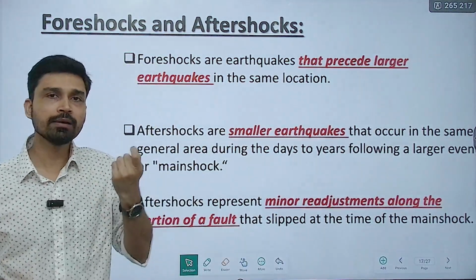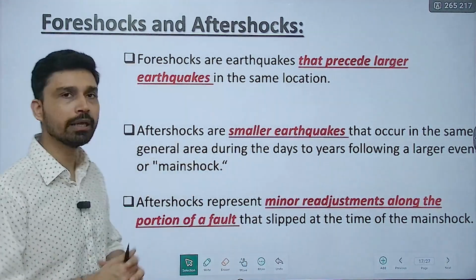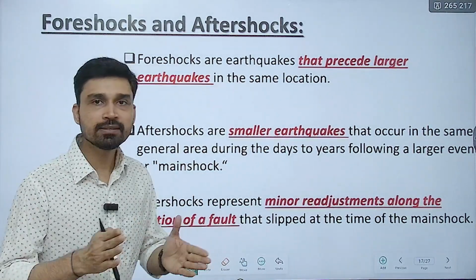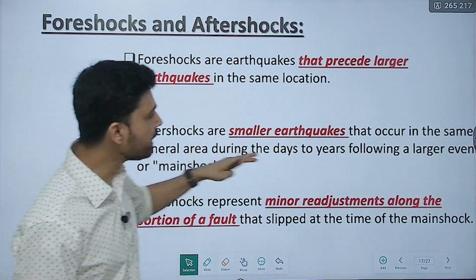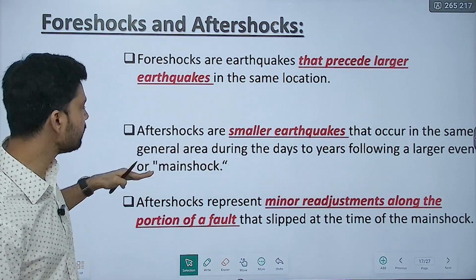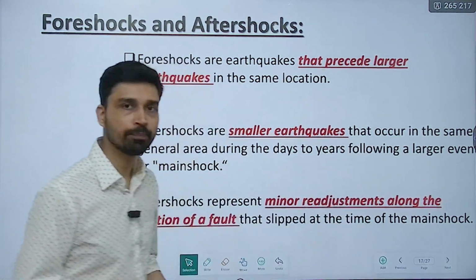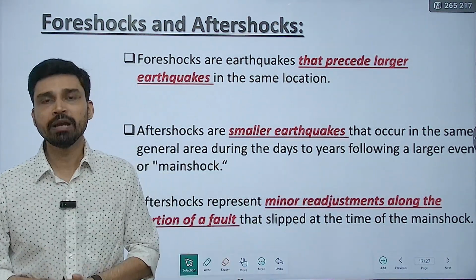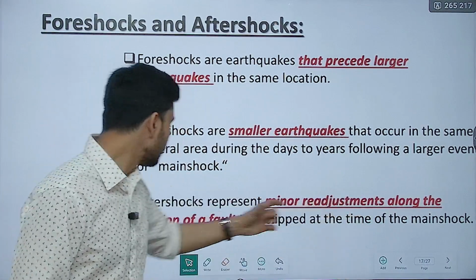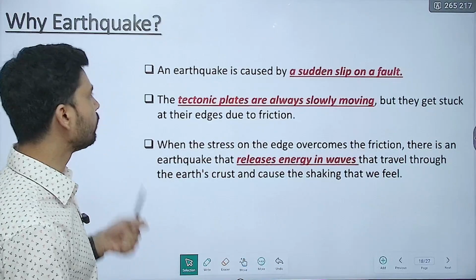These again are much smaller magnitude earthquakes that occur in the same general area. An aftershock does not necessarily mean that it will occur on the same day. It can occur during the days to years following a large event or large main shock. So they basically represent a minor readjustment along the portions of a fault that slipped at the time of the main shock. Now, what we are talking about is the fault and the readjustment along the portion. Let us try to understand this also in more detail.